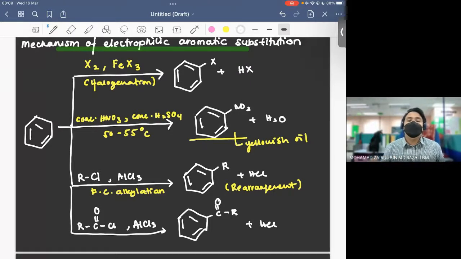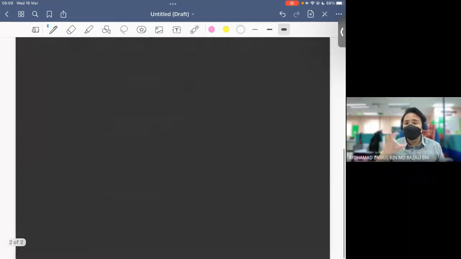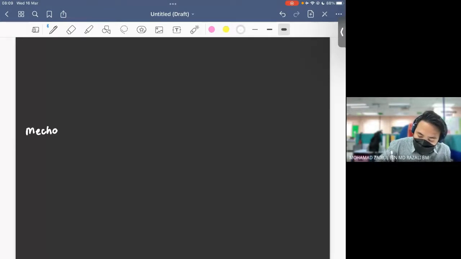One by one, kita akan tengok mechanism dia. Okay, but the mechanism dia, even though ada form of different mechanism, but the mechanism is similar to each other. So don't worry. So basically for the mechanism of aromatic compound, aromatic compound ni tak semestinya ada benzene tau, banyak lagi. Kita ada pyridine, kita ada PHF, kita ada purine. Itu adalah another example of aromatic compound.